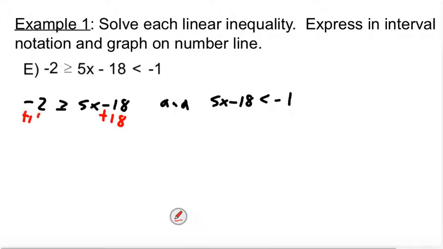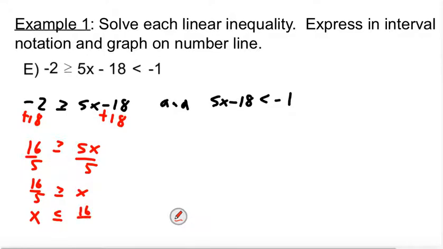You would add 18. You get 16 is greater than or equal to 5x. You'd get rid of the 5, divide by 5, and you get 16/5 is greater than or equal to x. And then I just switch everything around, switch the inequality symbol because it's backwards. Read from the x's perspective, x is less than or equal to 16/5.